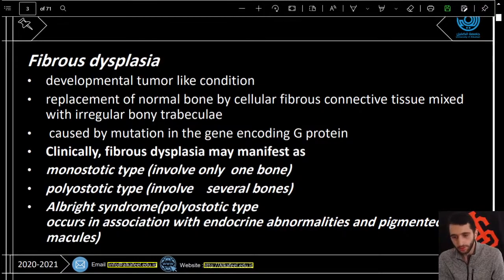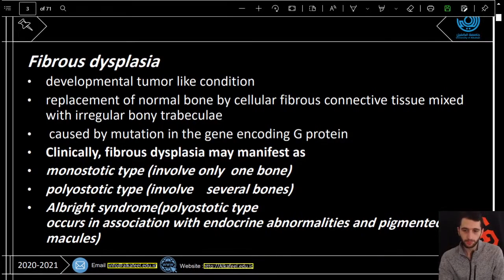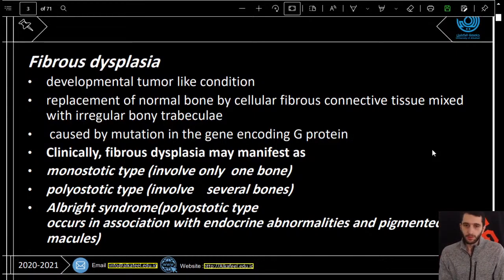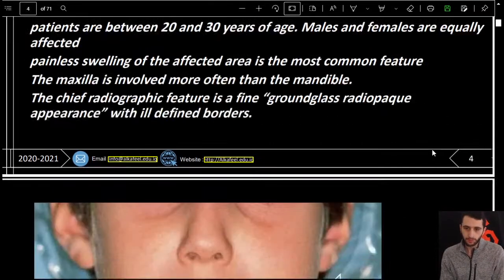Some people call them anomalies. Just another way of describing this. Go ahead and finish. Oh, sorry.